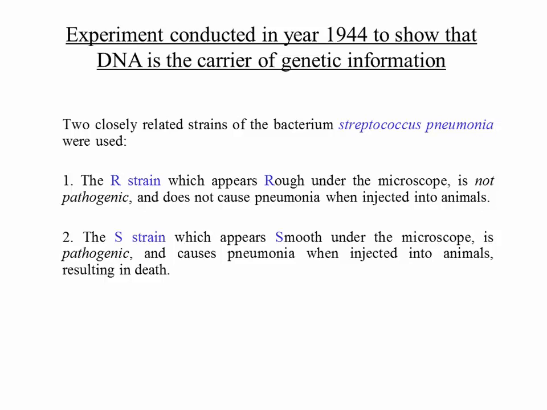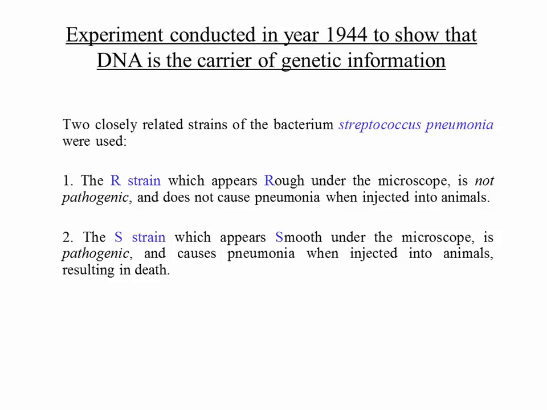It is not pathogenic and doesn't cause pneumonia when injected into animals. So this is like the good strain, if there is anything like a good strain of the bacteria. The S strain, or the smooth strain, and again the S comes from the word smooth, because it looks smooth under the microscope. This is pathogenic, and it causes pneumonia when injected into animals, resulting in death.